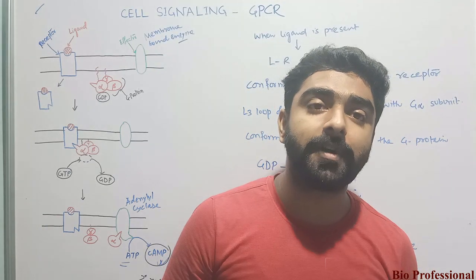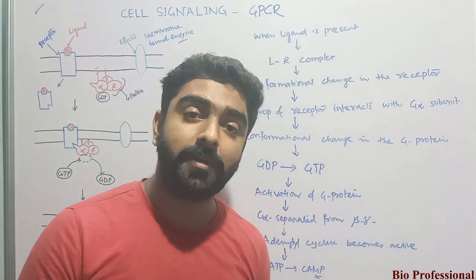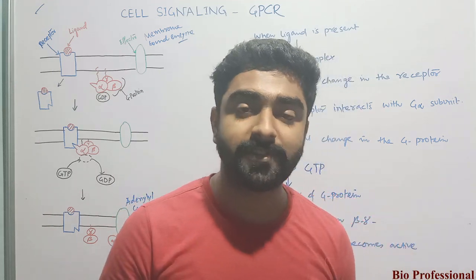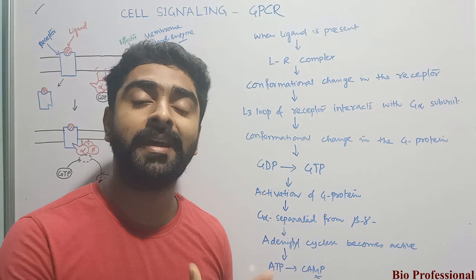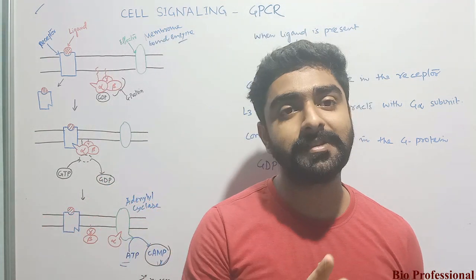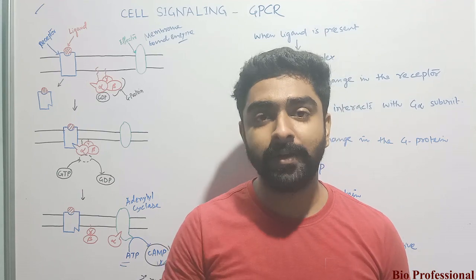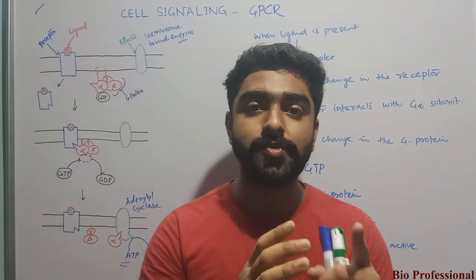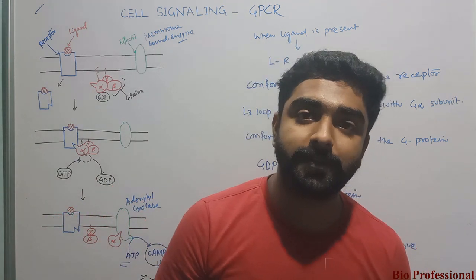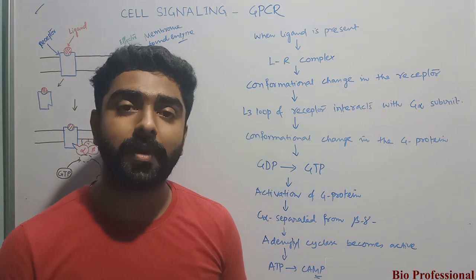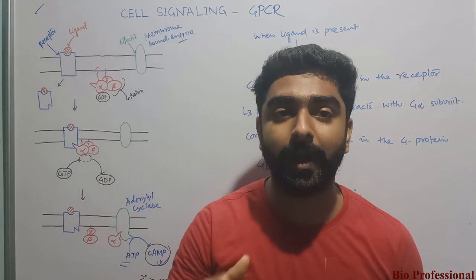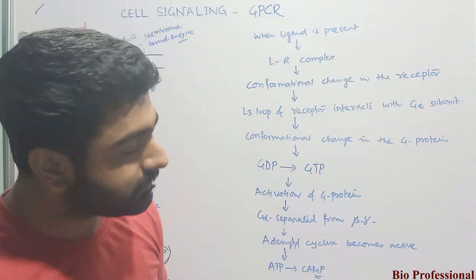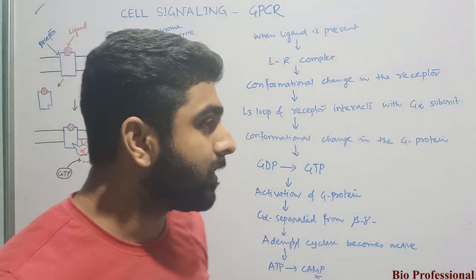Okay, so when the regulatory subunits get separated, the catalytic subunit becomes active and it can phosphorylate cytosolic proteins on serine and threonine residues, because this is a serine threonine kinase, or it can directly enter the nucleus and phosphorylate some other molecule, a transcription factor known as CREB, the CRE binding protein, so that it can induce the response. Here up to this part.